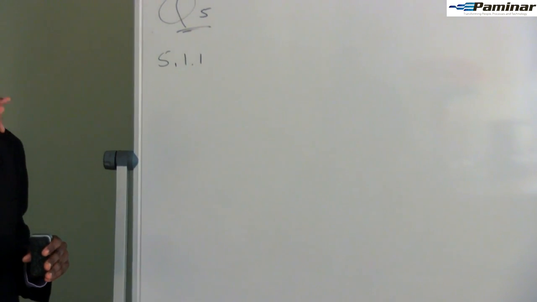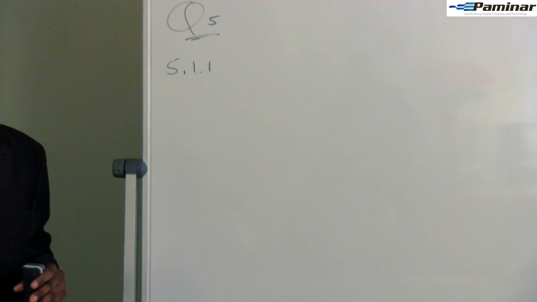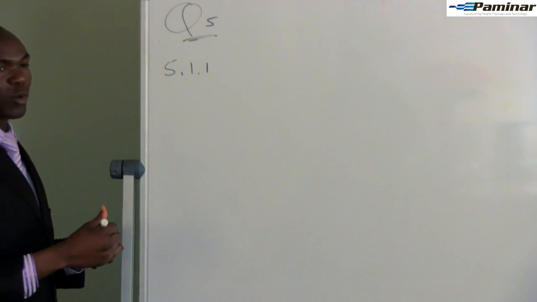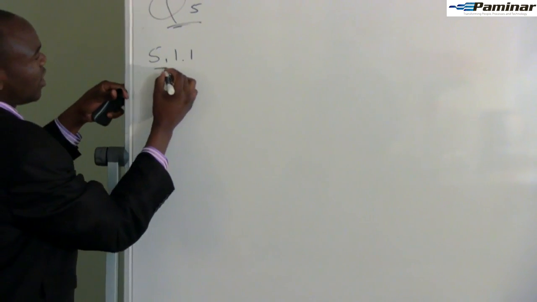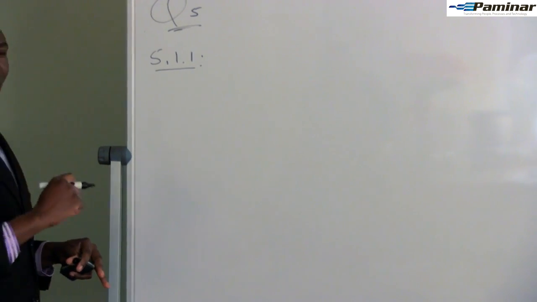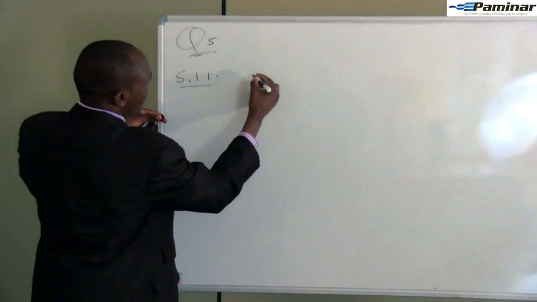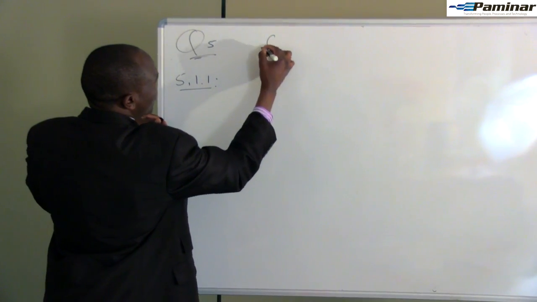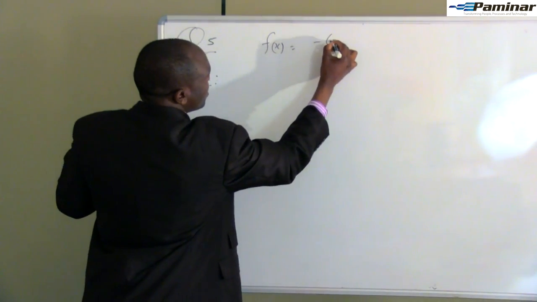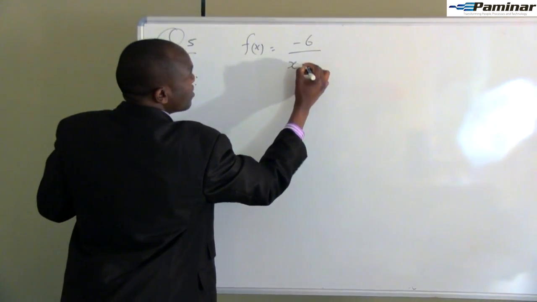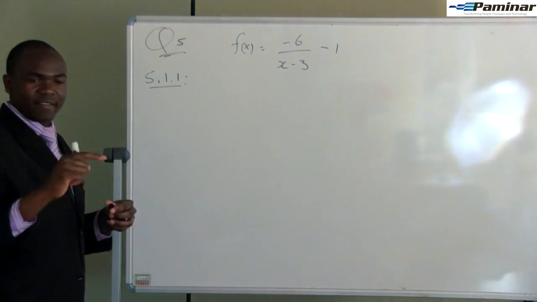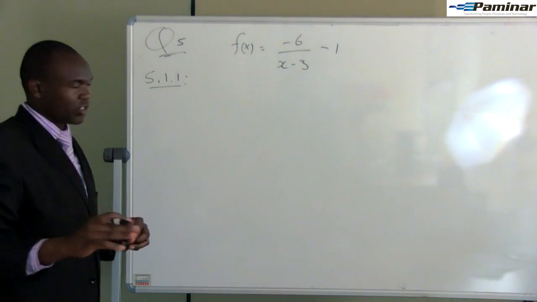Whenever you're told y-intercept, what should be the value of x? 0. That principle holds everywhere. So for the coordinates of the y-intercept, we are putting x equal to 0. Remember, f of x is equal to minus 6 over x minus 3, minus 1. So wherever there is x, we are putting 0.